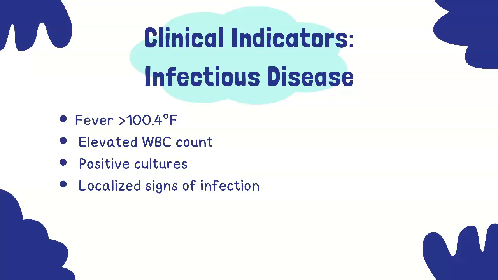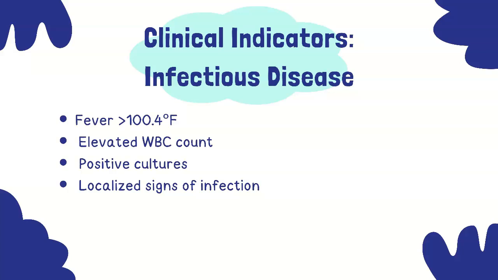Positive cultures from blood, urine, sputum, or wounds confirm the presence of specific organisms. And a lot of times, when they think the patient is having an infection, they'll draw blood cultures, right? They'll get cultures, and then they'll put the patient on what is known as a broad spectrum antibiotic. And then when the culture comes back, they will know what the organism is and which antibiotic best treats that particular organism.